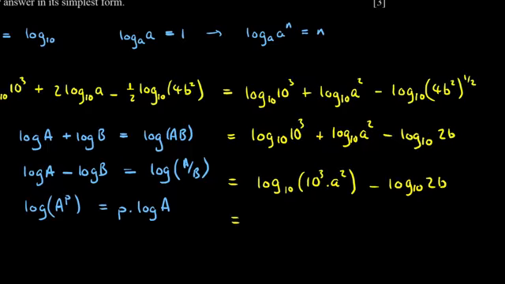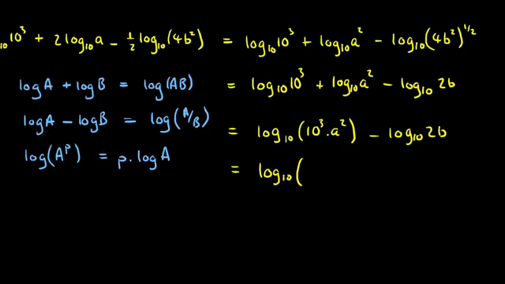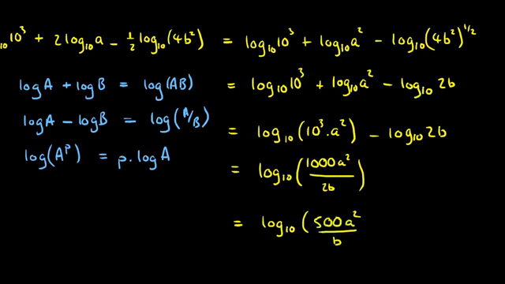If I do that, I'm going to have log base 10 of, bracket, 10 cubed is 1,000, times a squared divided by 2b. Of course, I can simplify that as log base 10 of 500 a squared over b. Okay, and so that should be our answer for part A.